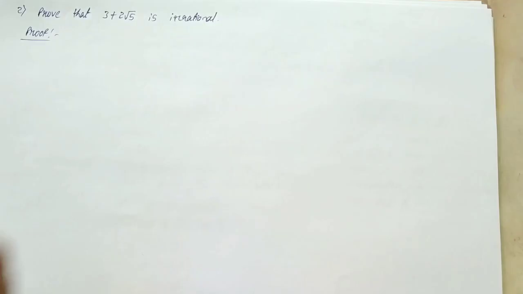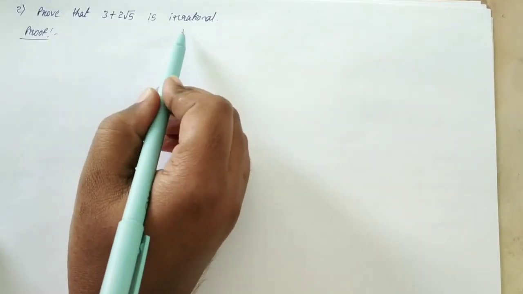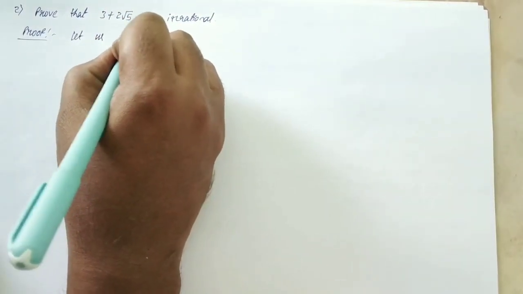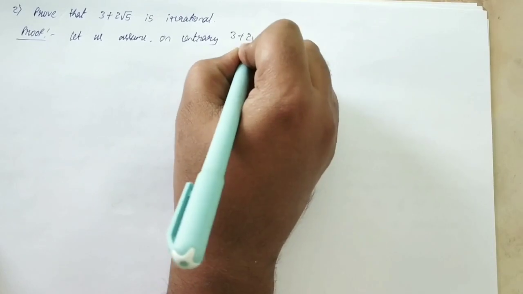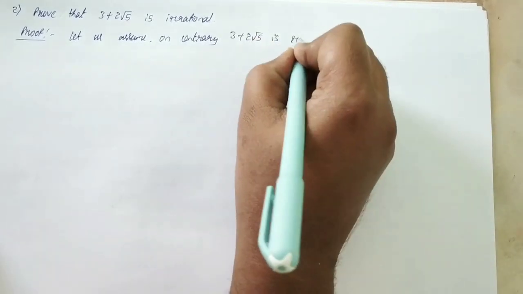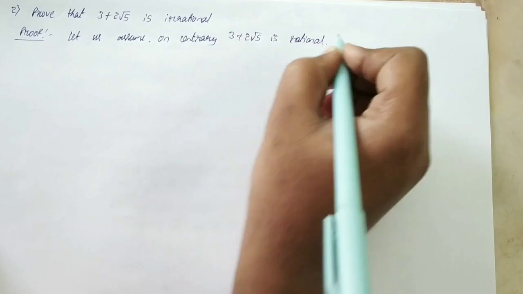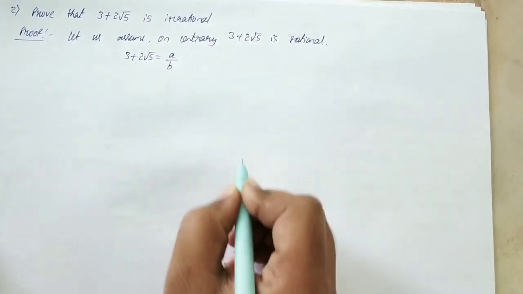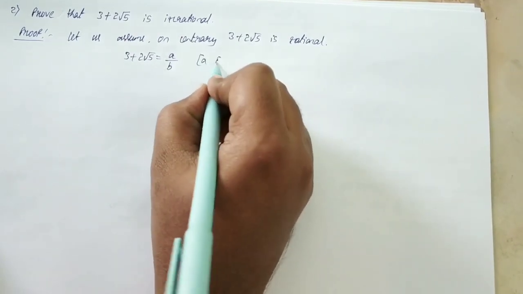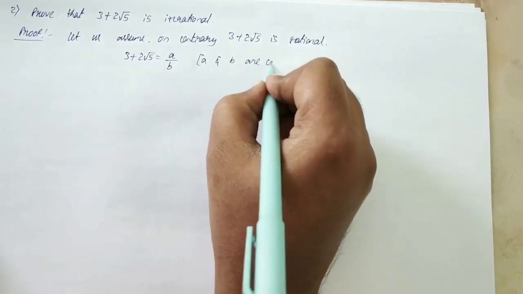Next question, prove that 3 plus 2 root 5 is irrational. As usual, first we will consider this 3 plus 2 root 5 is rational, then we will prove it is irrational. Let us assume on the contrary 3 plus 2 root 5 is rational. Rational means this 3 plus 2 root 5 can be written in the form of a by b, right? Where this a and b are co-primes.